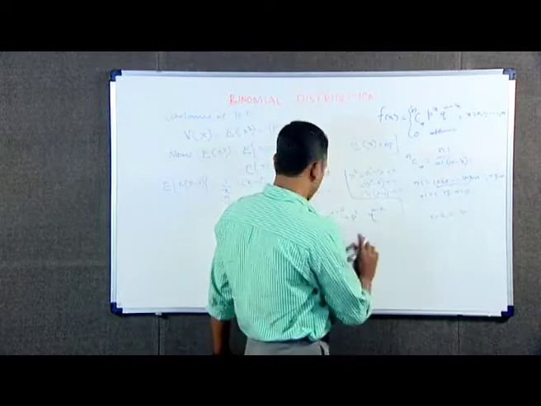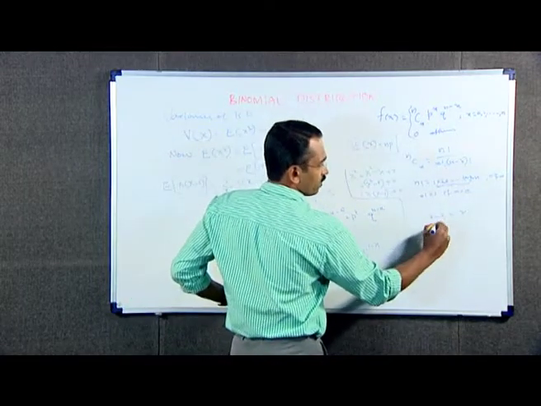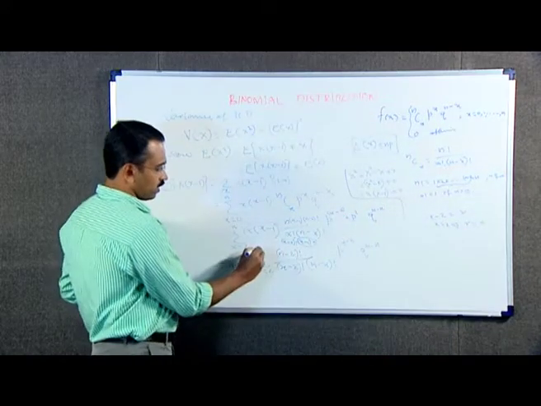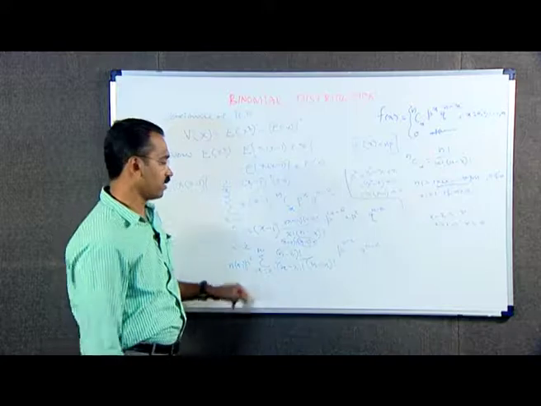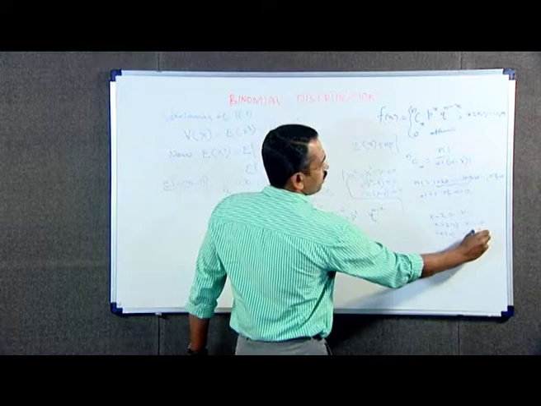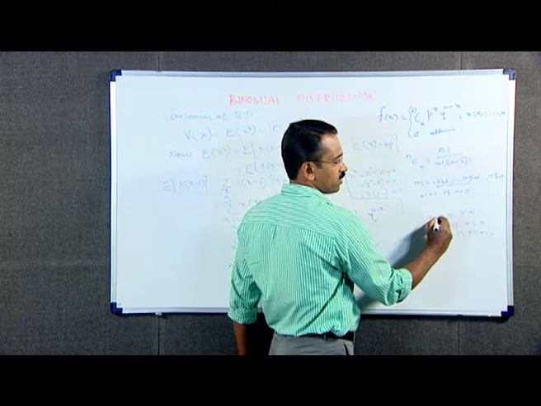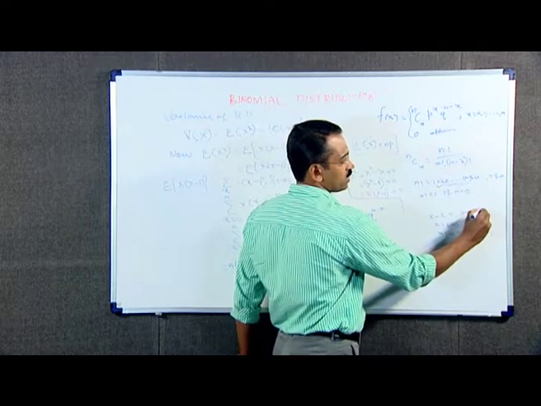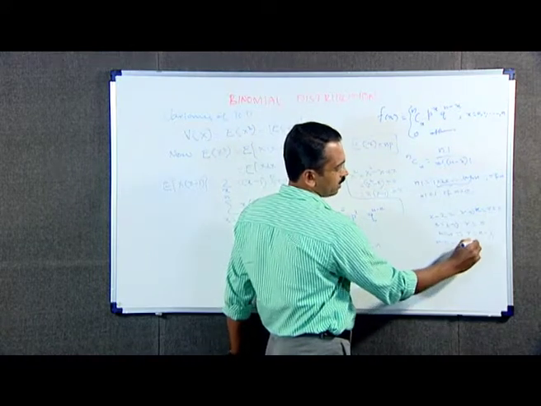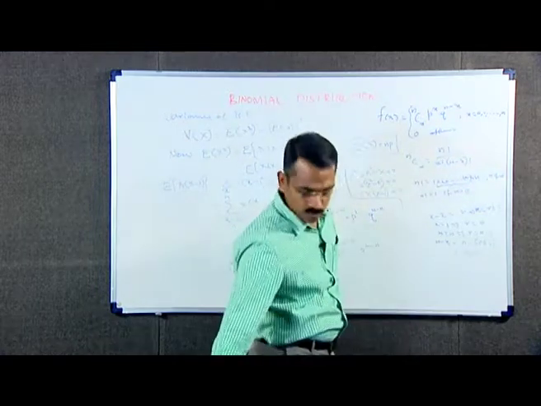Then, for x equal to 2, this r will become 0. x equal to 2 implies r equal to 0. Here the upper limit is n. For x equal to n, r equal to n minus 2. x minus 2 equal to r gives x equal to r plus 2. Therefore, n minus x is equal to n minus of r plus 2, that is n minus 2 minus r.